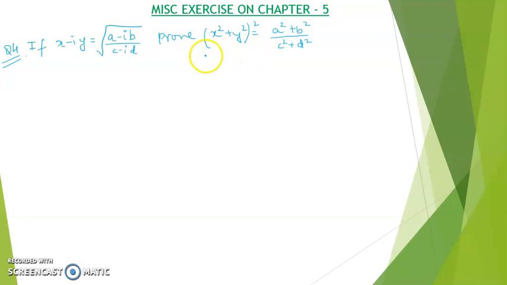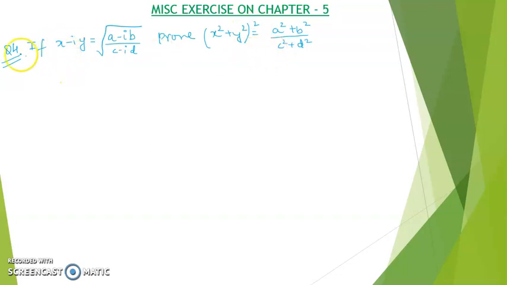Now remember, students, whenever it is given to prove, this means something else will be given, and from that you have to prove. So what is given to us? This is given to us: x minus iy is equal to this. Then we have to show or prove that (x square plus y square) whole square is equal to this.